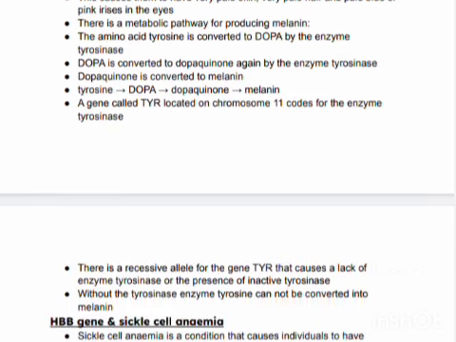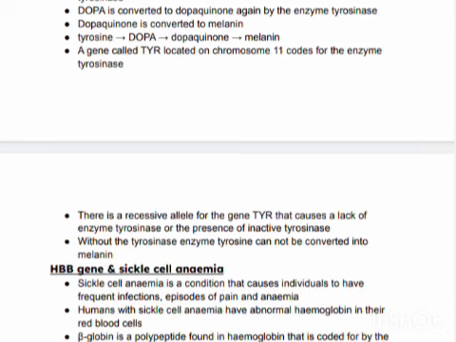So first thing is the TYR gene and albinism. Humans with albinism lack the pigment melanin in their skin, hair, and eyes, right? This causes them to have very pale skin, pale hair, and pink irises. Now, there is a metabolic pathway to produce melanin, right?